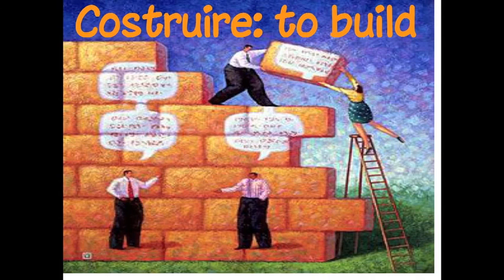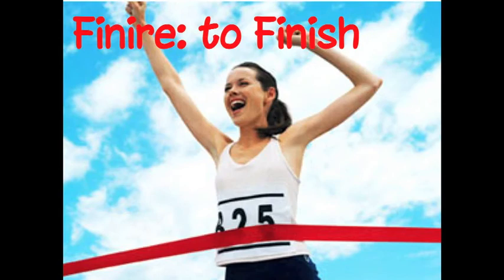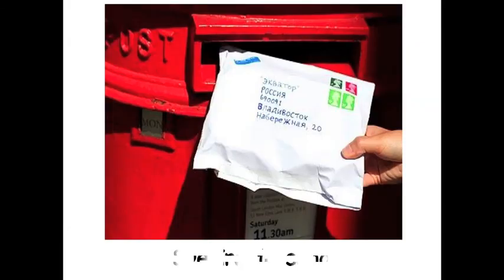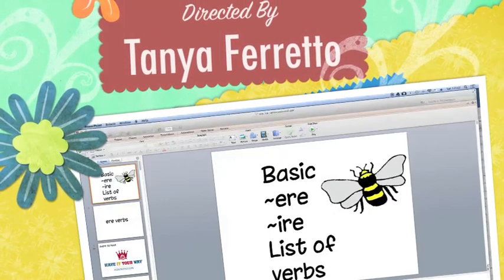Costruire, to build. In English, there's the word construction, and you always like to put that N, but it doesn't exist. Costruire, to build, no N. Costruisco, costruisci, costruisce, costruiamo, costruite, costruiscono. Finire, to finish. This is an isc verb too. Preferire, to prefer. This is an isc verb. Spedire does not mean to spend, but it means to send. Spedisco, spedisci, spedisce, spediamo, spedite, spediscono.